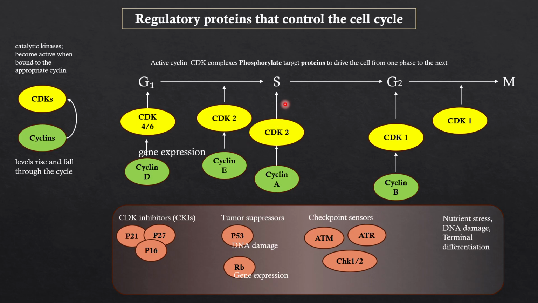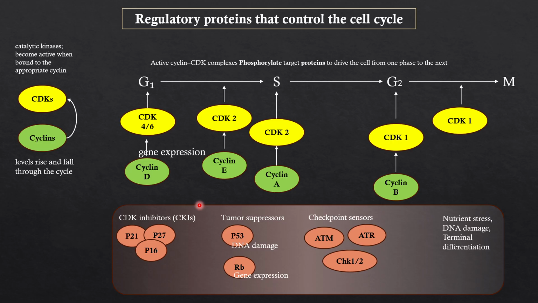Once inside the S phase, cyclin A associates with CDK2 and regulates DNA replication and ensures that the genome is replicated. As the cells progress towards G2 and prepare for mitosis, cyclin A and later cyclin B interact with CDK1, ultimately triggering the events of mitosis.